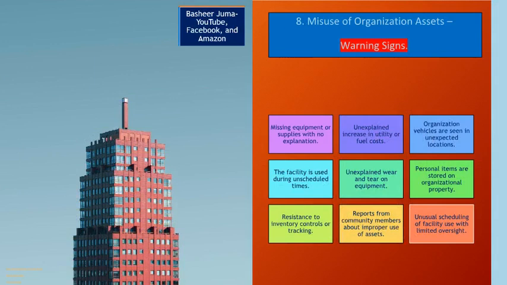Warning signs. Missing equipment or supplies with no explanation. Unexplained increase in utility or fuel costs. Organization vehicles are seen in unexpected locations. The facility is used during unscheduled times. Unexplained wear and tear on equipment.